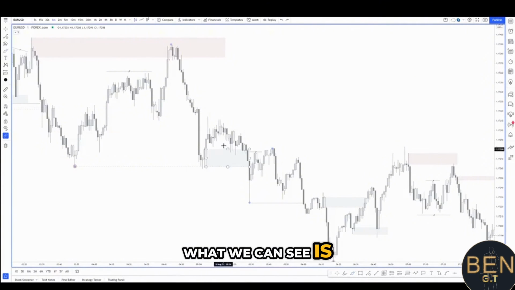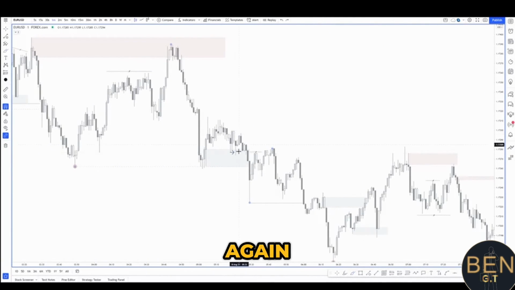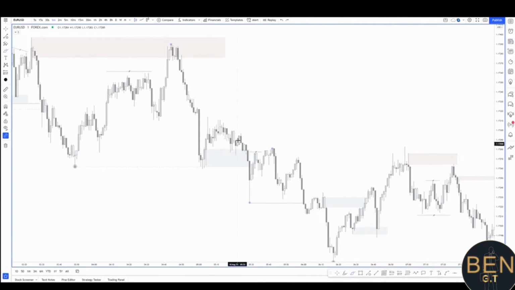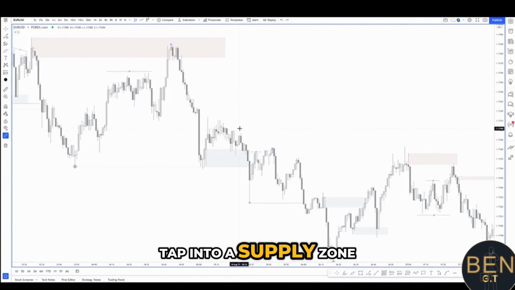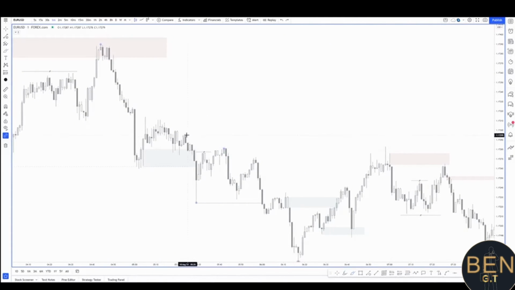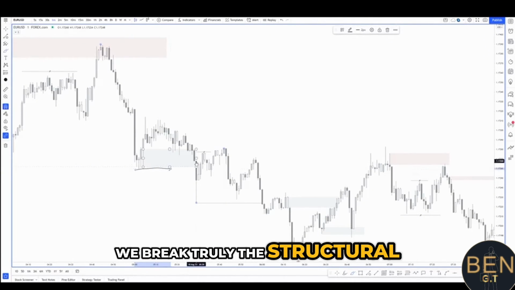And then what we can see is all of this complex structure. We can start to see we get small breaks of structure, get taps in. This is again looking at more of the fractal nature of the markets, because we break structure, we come back in, we tap into a supply zone that rests within this inside bar, which would be our range created supply, and that price continues moving to the downside. We break truly this structural swing point.